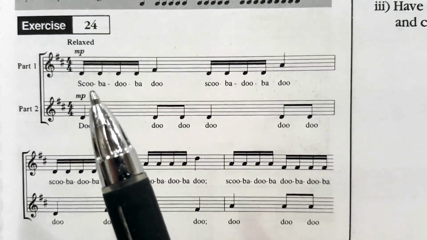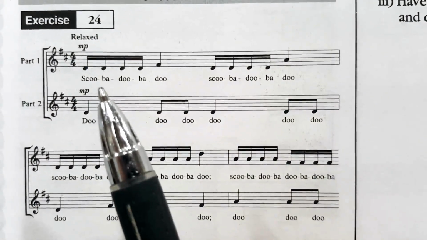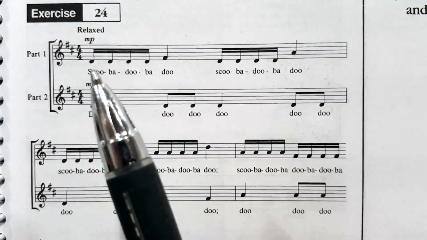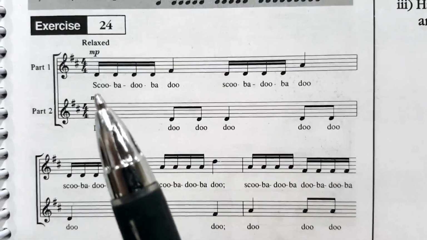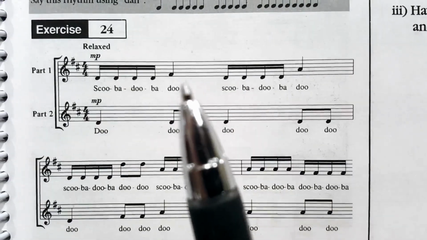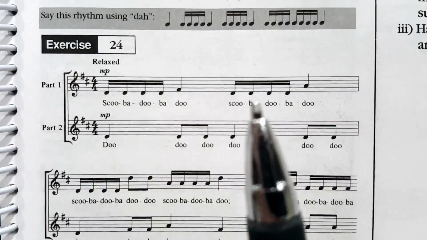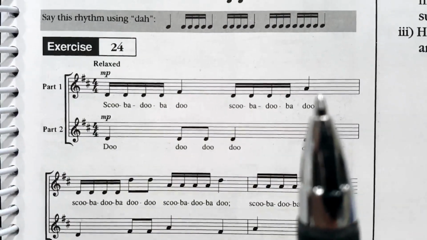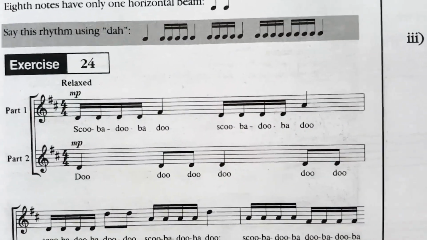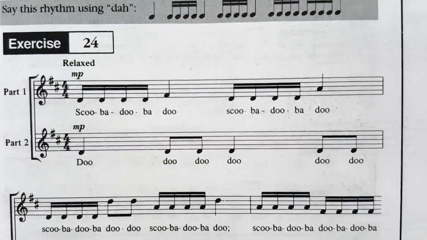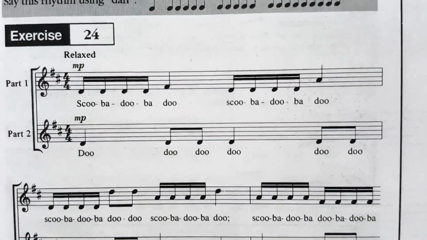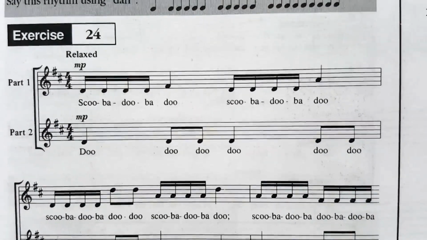This is an example out of the Successful Sight Singing book, and you would count this measure: 1 E and D, 2, 3 E and D, 4. And I'll play it for you. This is what it would sound like: 1 E and D, 2, 3 E and D, 4.